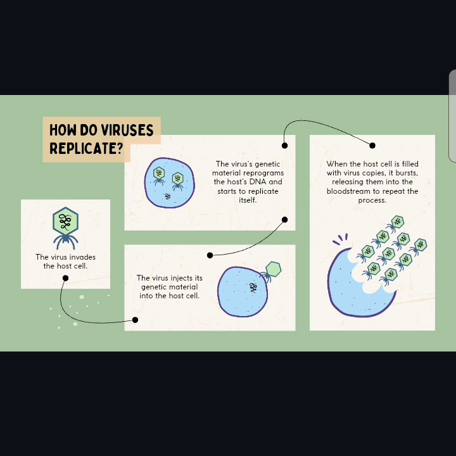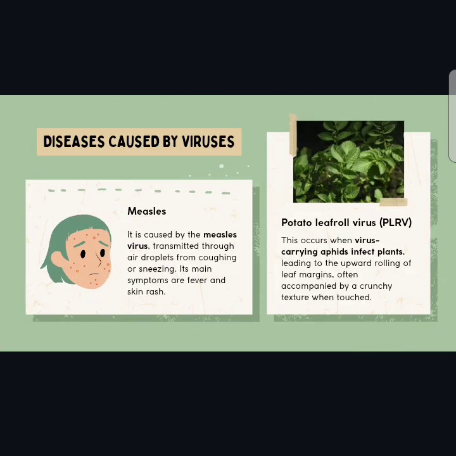Okay, moving on to the common diseases which are caused by viruses. There are two diseases today. These are measles, and the next one is known as potato leaf roll virus. With measles, the virus spreads when someone coughs or sneezes, and it causes fever, cough, a runny nose, and a red rash on your skin. Measles spreads easily, but we can stop it with a vaccine.